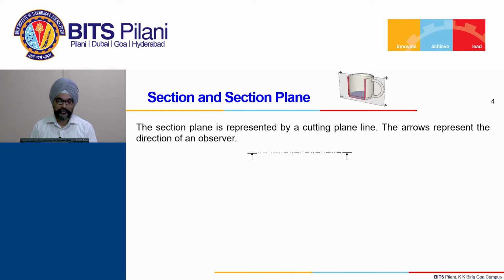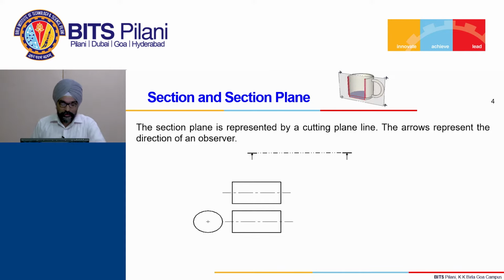Then the hidden lines, etc. Within the section plane, within the section view, we don't show hidden lines. In the rest of the object in the section view, we can show the hidden lines, or we need to show the hidden lines. So typically, let us say we have a cylinder here.